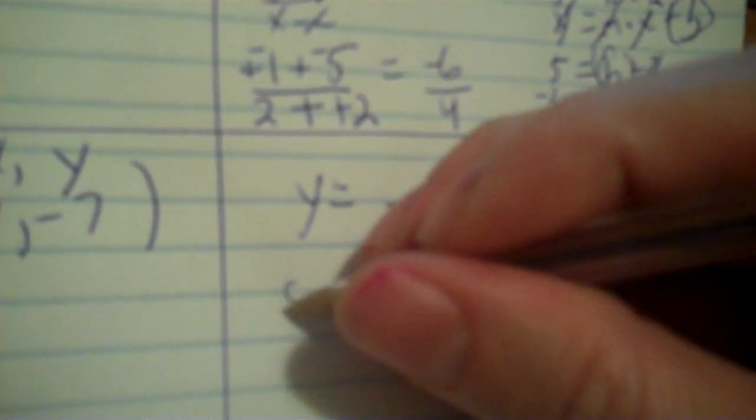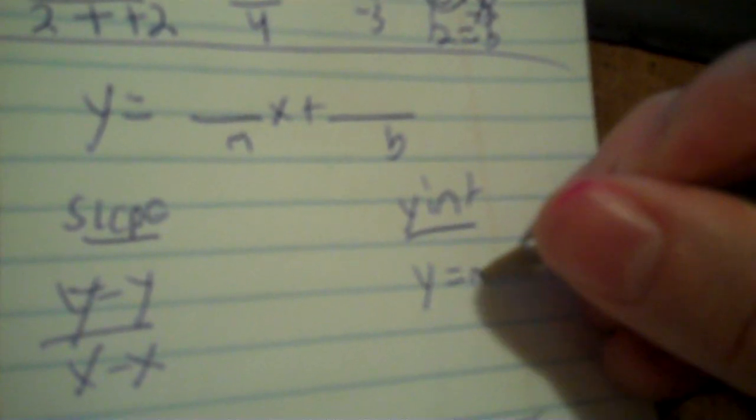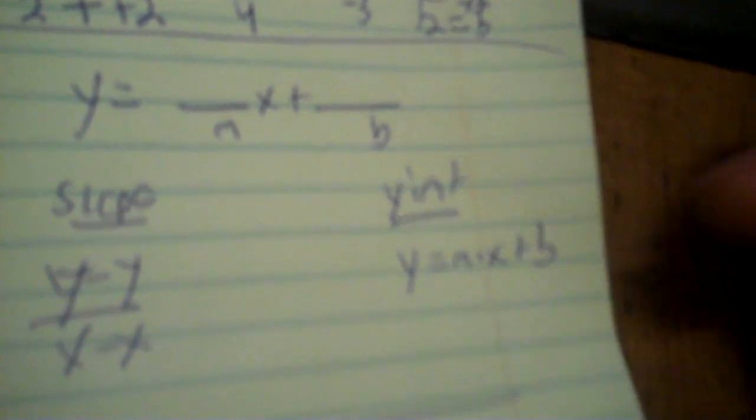Okay, next one. You got (4, 9), then (-4, -7). So x, y, x, y. So y equals blank x plus blank. This is m, this is b. So slope, y-intercept. So the slope is y minus y over x minus x, okay? Y-intercept, y equals m times x plus b.